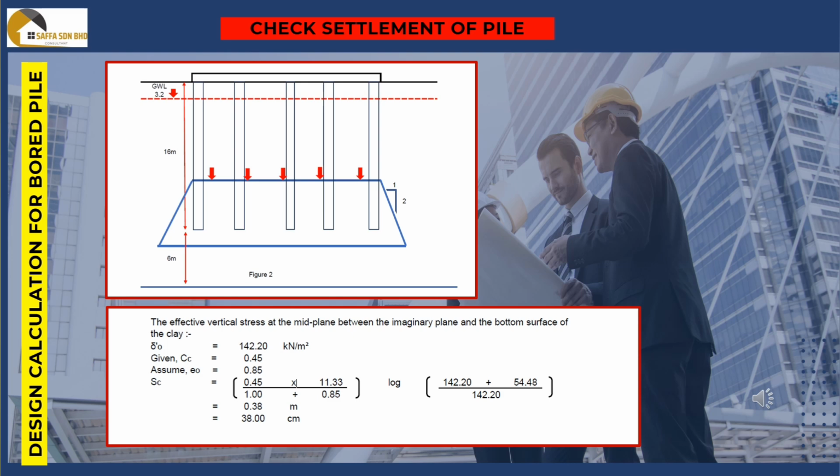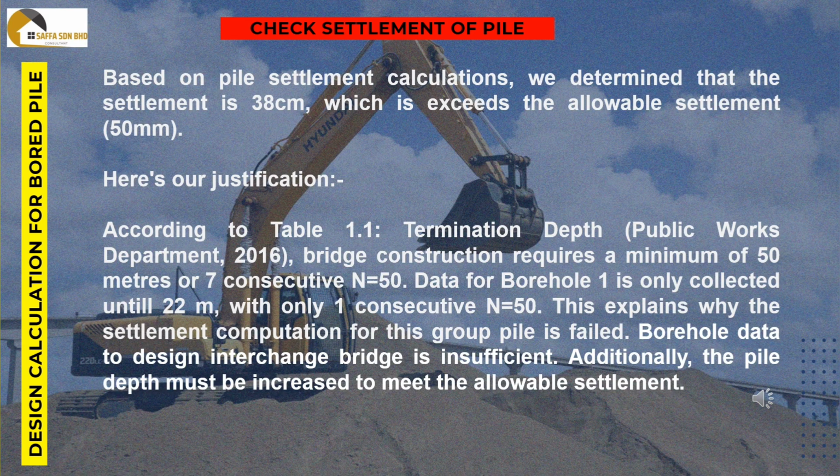Here's our justification. According to table 1.1, termination depth for bridge construction requires a minimum of 50 meters or 7 consecutive SPT N values equal to 50. Data for borehole number 1 is only collected until 22 meters with only 1 consecutive value equal to 50. This explains why the settlement computation for this group pile failed. Borehole data for the design interchange bridge is insufficient. Additionally, the pile depth must be increased to meet the allowable settlement.